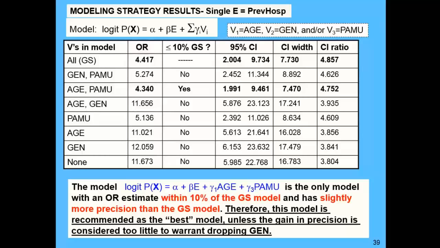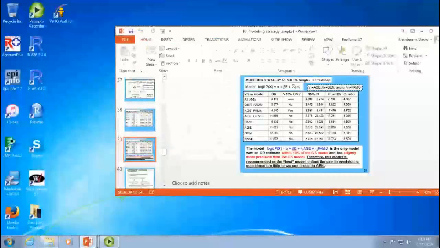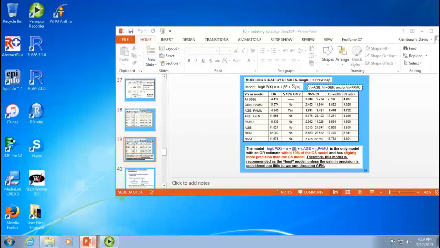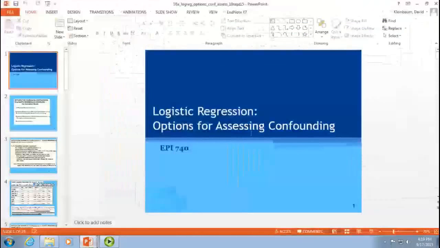But then I did say, well, are there any ways to shortcut the process? Can you cut down on doing all possible models and still get a good answer? And I described something to you as another alternative, and I'm going to talk about that again today. What I'm going to do now is get out of this and talk about the next set of slides I have, which has to do with the issue of options for assessing confounding.